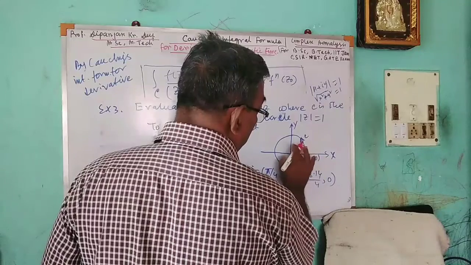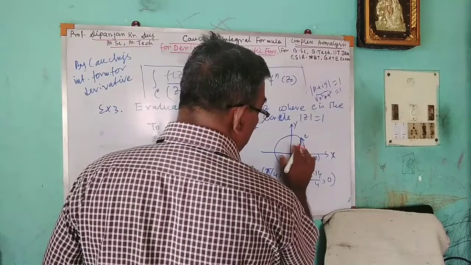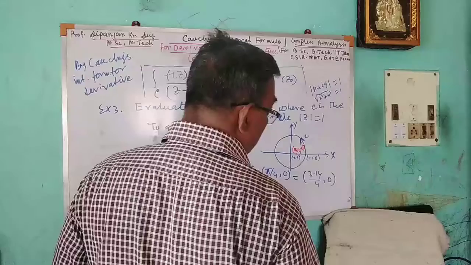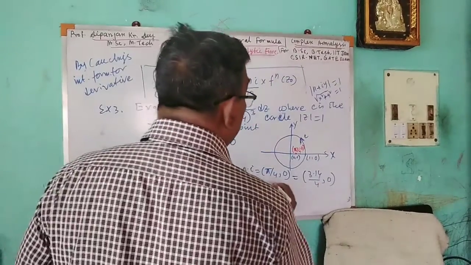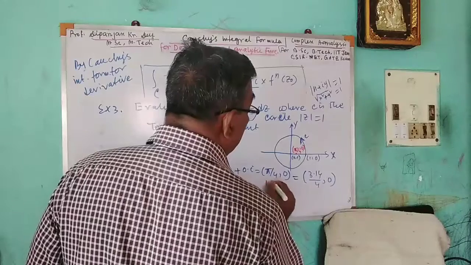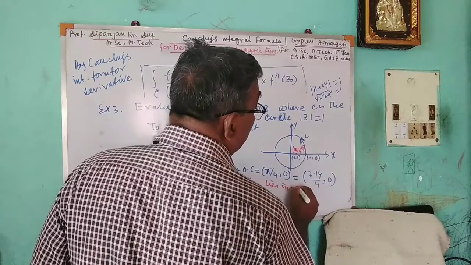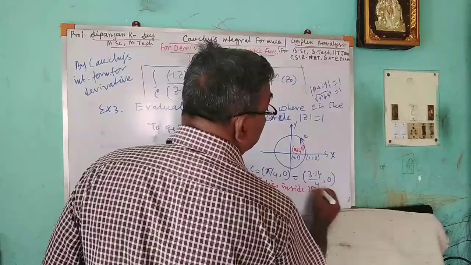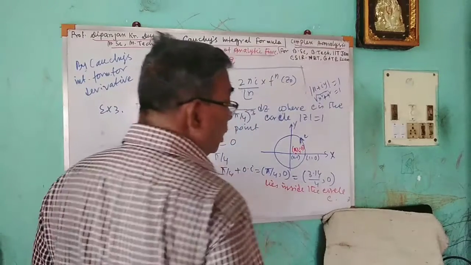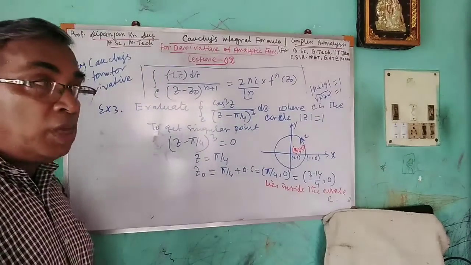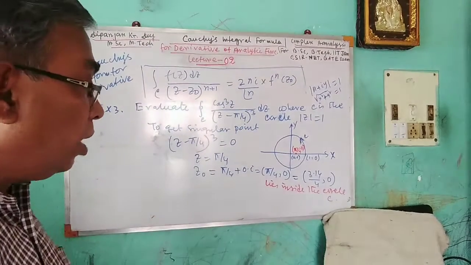This point is pi by 4, comma 0. This point lies inside circle C. Or you can say inside the closed curve C.